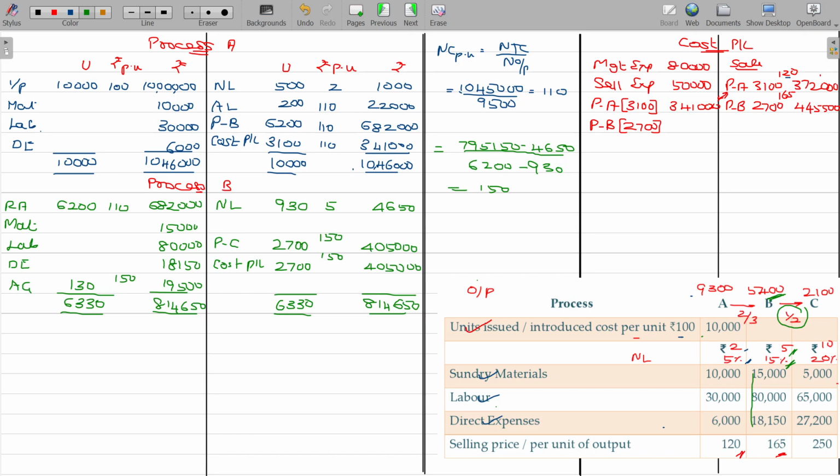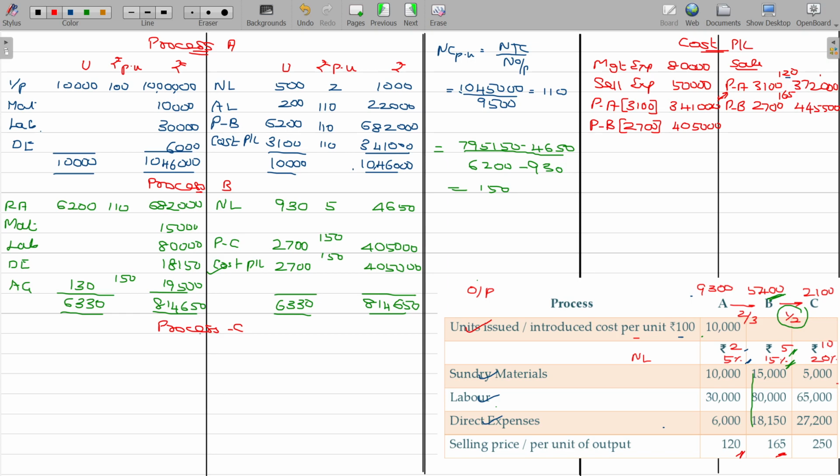Now the units supposed to be transferable to the costing P&L account, I am transferring here. Process B's cost is 4,05,000, but it is sold for 4,45,500. Then the difference between these two is the profit due to sale of the item in process B directly without further processing. Let's now move on to the last process, process C.